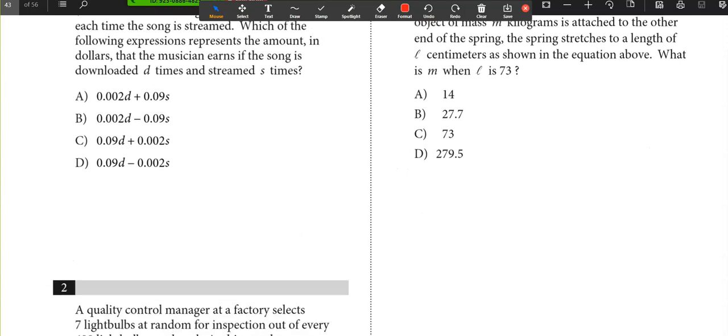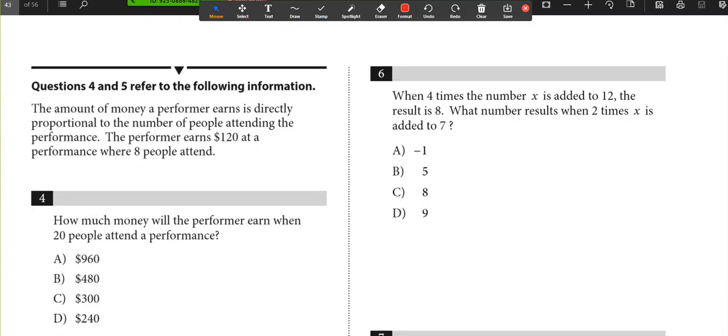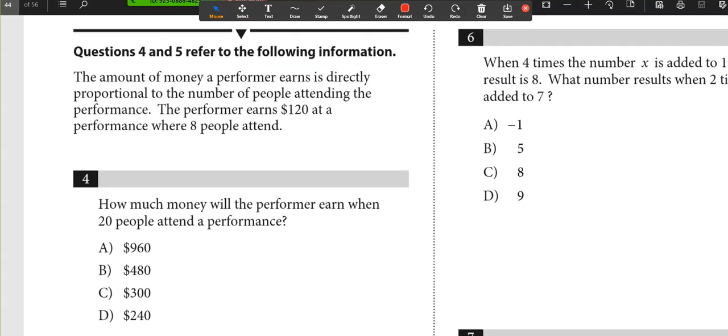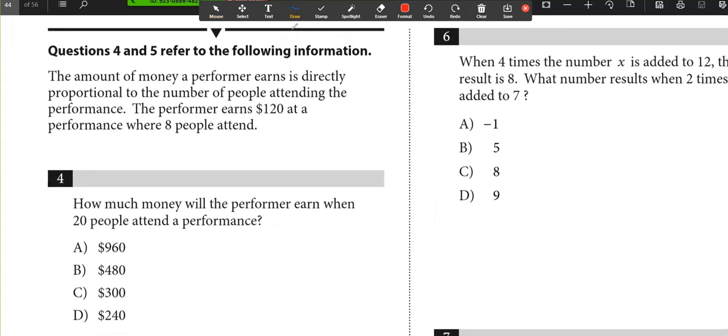Once again, let me know if I go too fast through something. I know some of these are easy, but I just don't want to go too quickly through something.